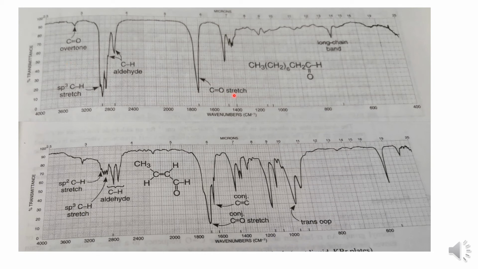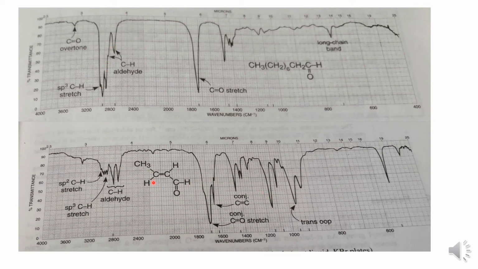This is the spectrum of an aldehyde. This is the CO stretch, which occurs in the region 1740 to 1720 per centimeter. This is a normal aliphatic aldehyde. This is the CH stretch in the aldehyde, which is absent in a ketone. The carbonyl frequency is present in both aldehydes and ketones, but this peak is absent in the case of ketones.